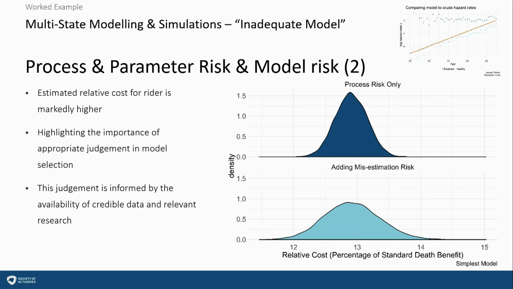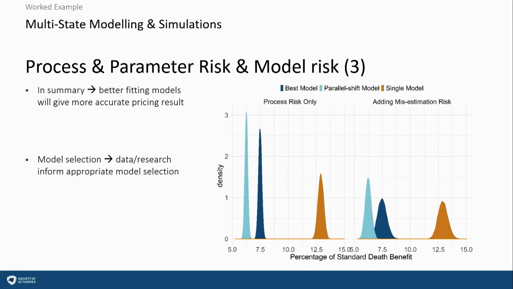Just to summarize and put those pictures all in one, what we're saying is that the better fitting model gives you a more accurate price, so that's the dark blue model. This is including the misestimation risk, so this is the full picture. And obviously, if you choose a model that's maybe inadequate, you can get quite a wide range on that, potentially over or under, and you don't really know which way it's going to go. So it's quite important that you have data and research to really support an appropriate model selection.